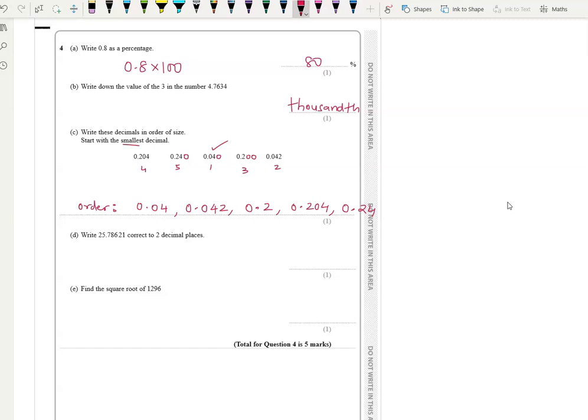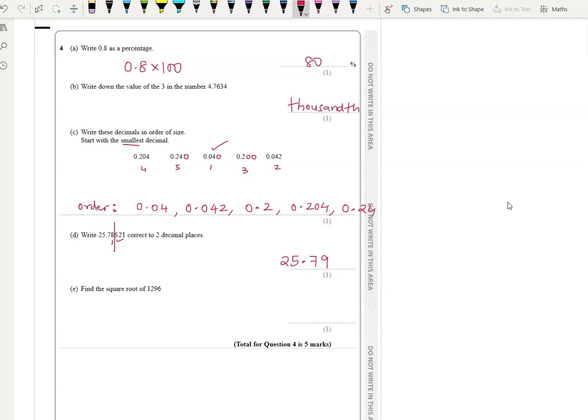25.786 correct to 2 decimal places. So you need only 2 decimal digits. So I need only till 7, 8, 2 digit. The next digit 6 is strong, so add 1. After adding 1, it will become 79. So your final answer will be 25.79.